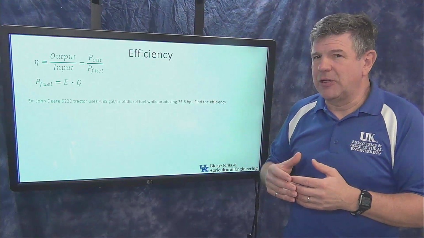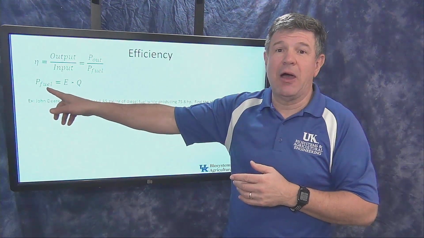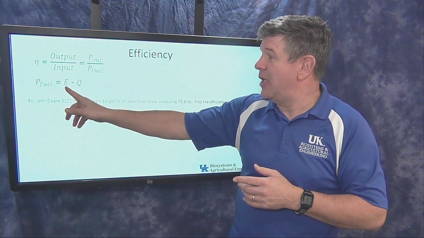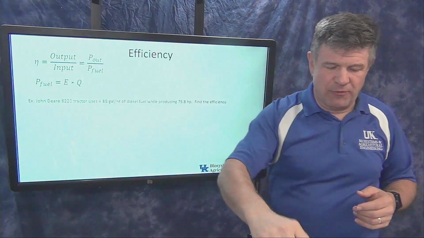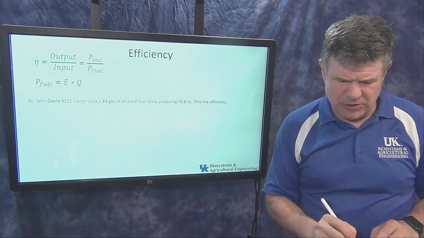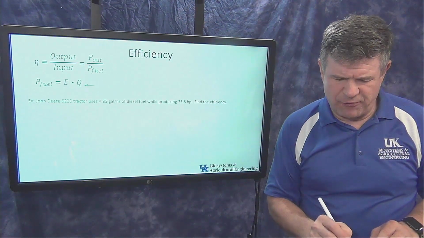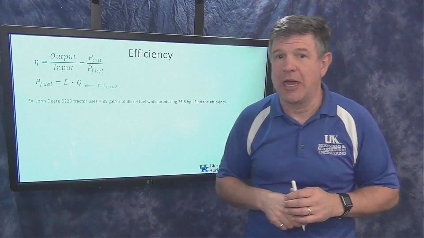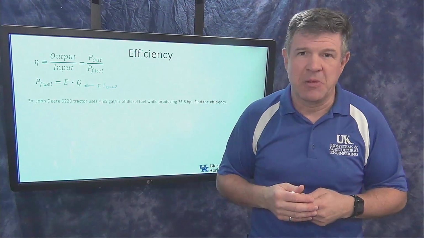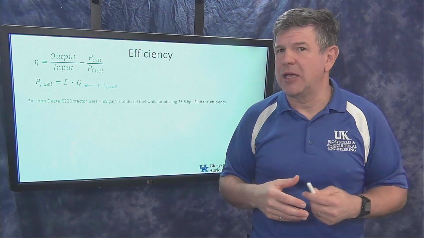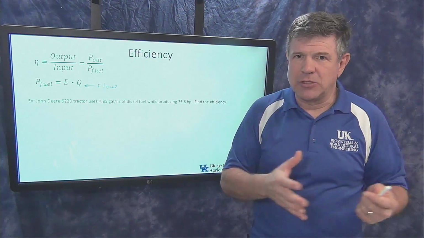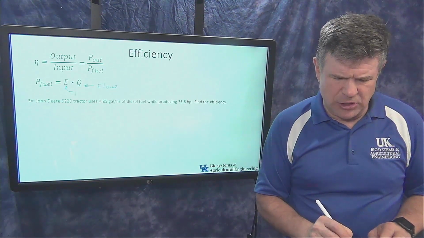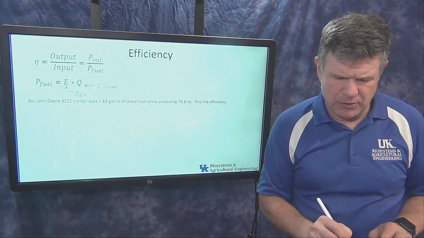So what does that look like in equation form? My fuel power is basically the energy content of the fuel, E, times the flow rate of the fuel. So let's write that down and label these. The Q here is the flow rate of the fuel. How much fuel is going into that engine? We can measure that in gallons per hour, or in kilograms per second. We could use any kind of units that we want to measure that flow rate of the fuel into an engine. This E is the energy content of that fuel.